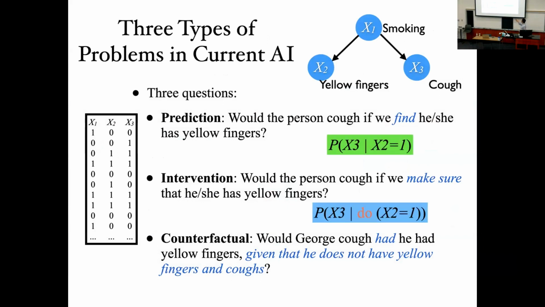Basically, we try to see the probability of the target variable given intervention on some specific variable on the population level, right? For now, we don't have the evidence so that we can say something very specific about the particular subject.